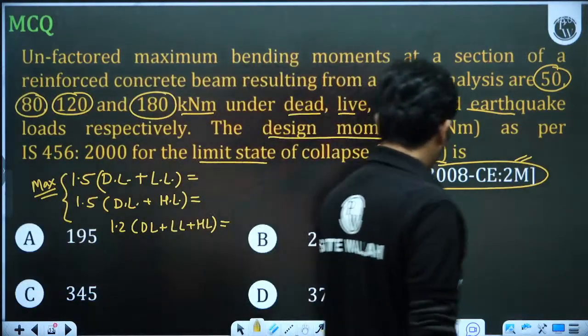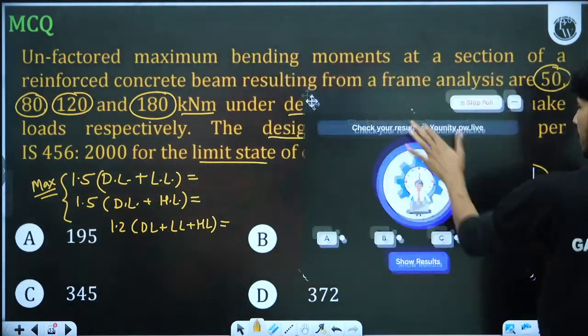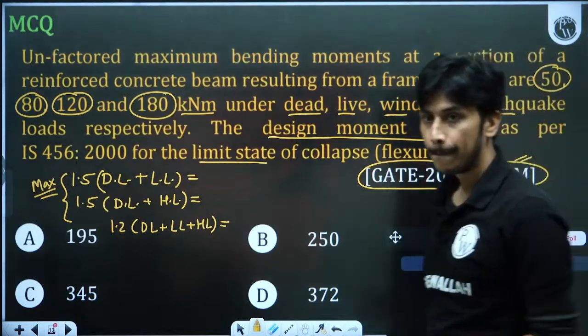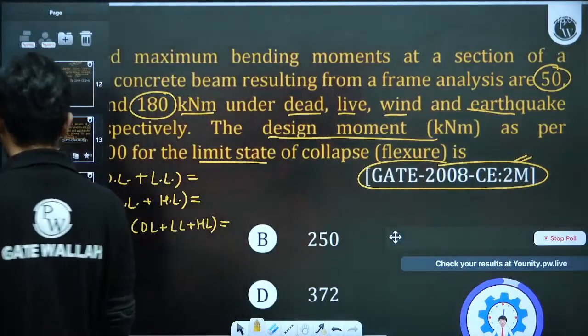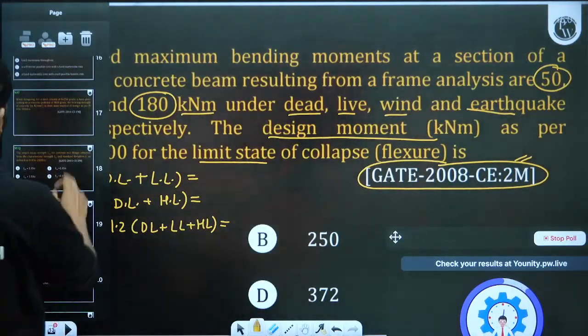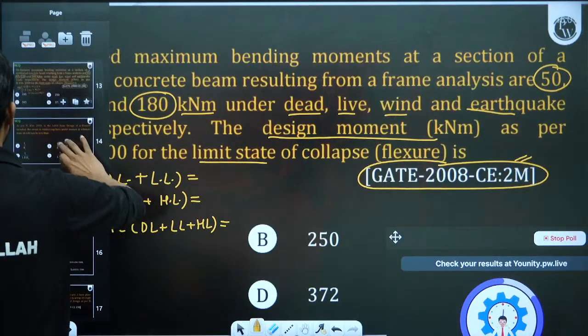So I'm creating the poll. Again, A, B, C, D, you can give me the answer, and it was of 2 marks. Quickly give me the answer. Then we will move towards some more questions.